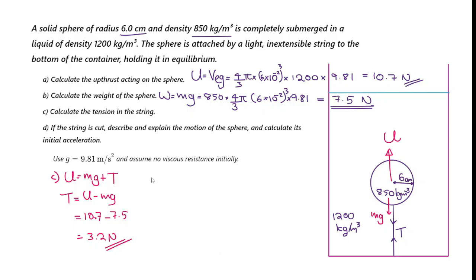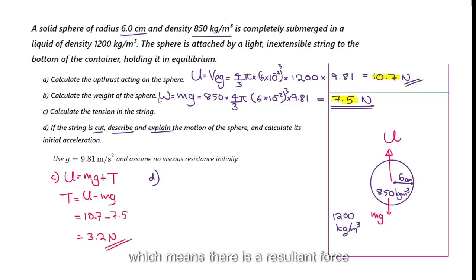Part D. If the string is cut, describe and explain the motion of the sphere and calculate its initial acceleration. Now, let's see what happens. If you remove the string here, now there is no more string. So the only two forces acting on it are U and mg. But you can clearly see the size of U is greater than that of mg, which means there's a resultant force acting upwards. So when there's a resultant force acting upwards, obviously it will accelerate upwards.